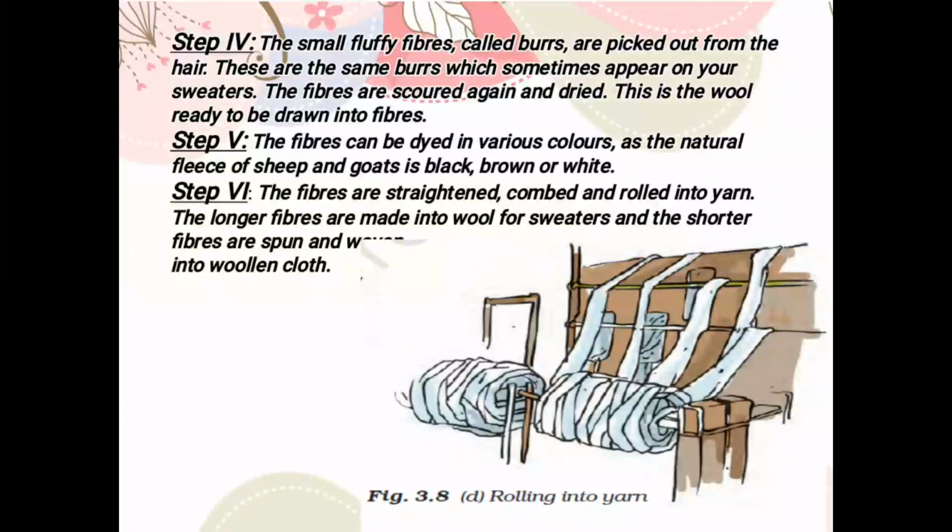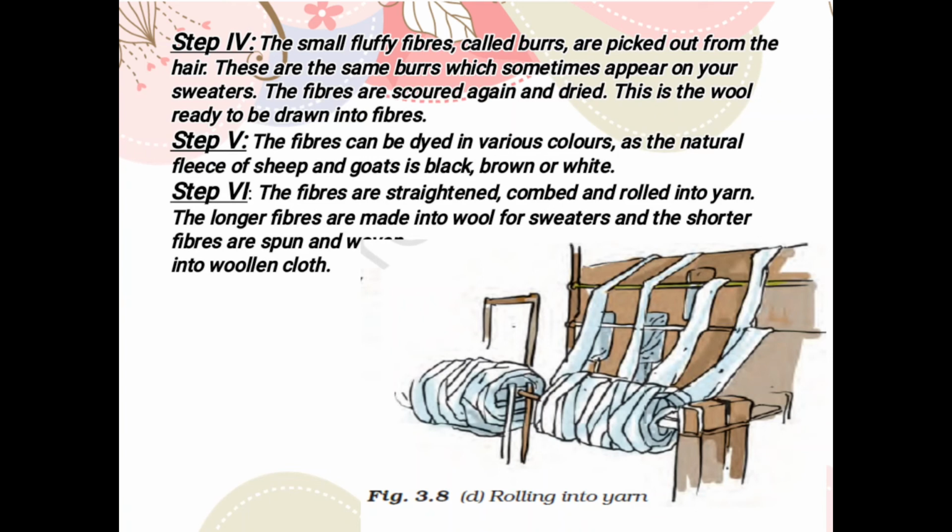Now the next step is step four. The small fluffy fibers called burrs are picked out from the hair. Now see, some small fibers are also there. You must have seen in the winter season when you are wearing woolen clothes, in that also there are different kinds of burrs. So these burrs are picked out from the hair. Here also the small fluffy burrs are picked out with the help of hands. Fine. Now these fibers are scoured again and dried.